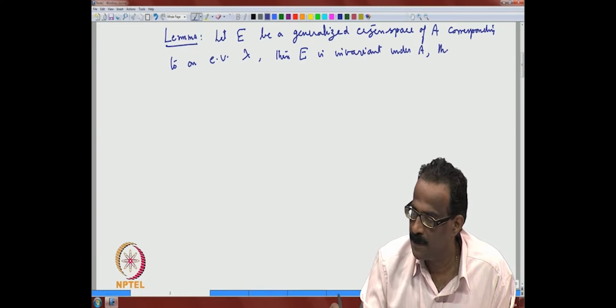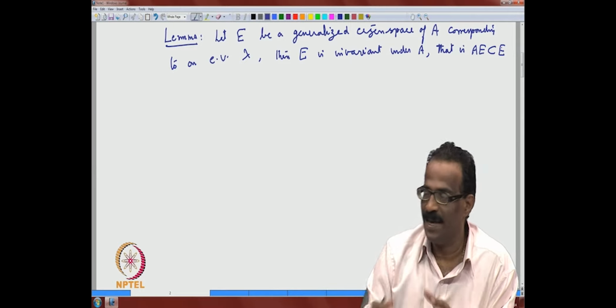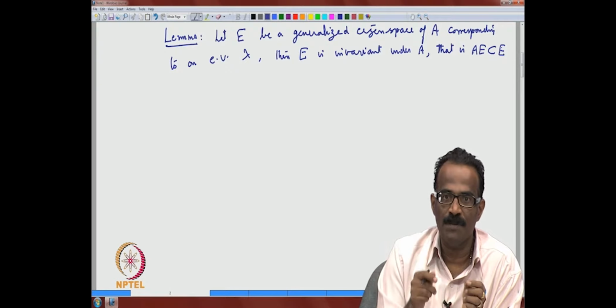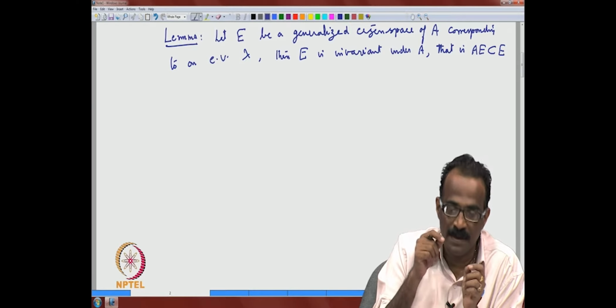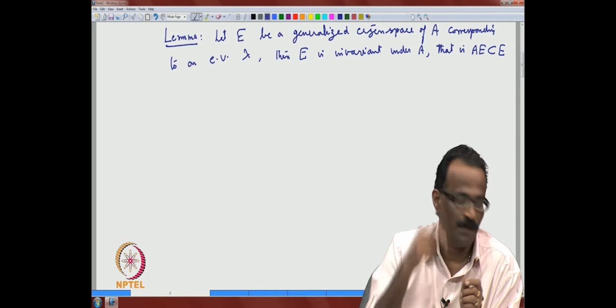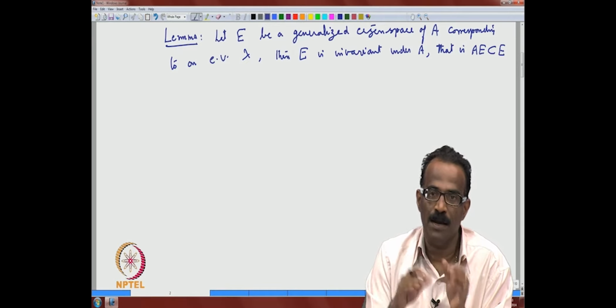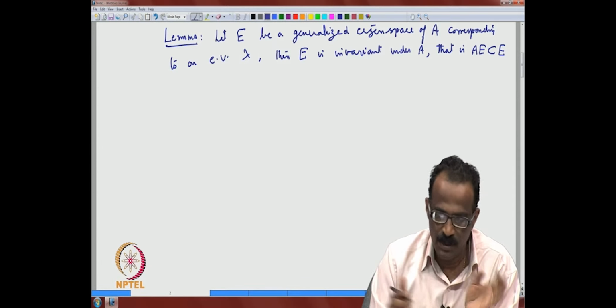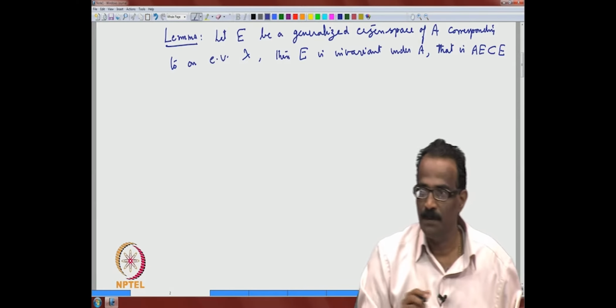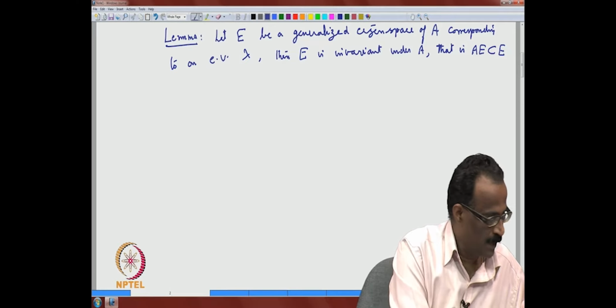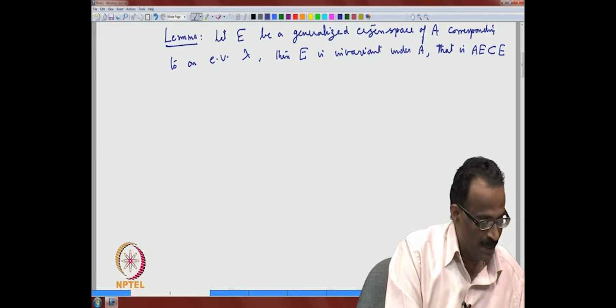That you can quickly prove: A of E is contained in E. A acts on the elements, so whenever you take any point in E, it will remain there. So this kind of thing which we know about the eigenspace will also work for the generalized eigenspace. I will not prove the results here because I will not have time, since we want to complete something.